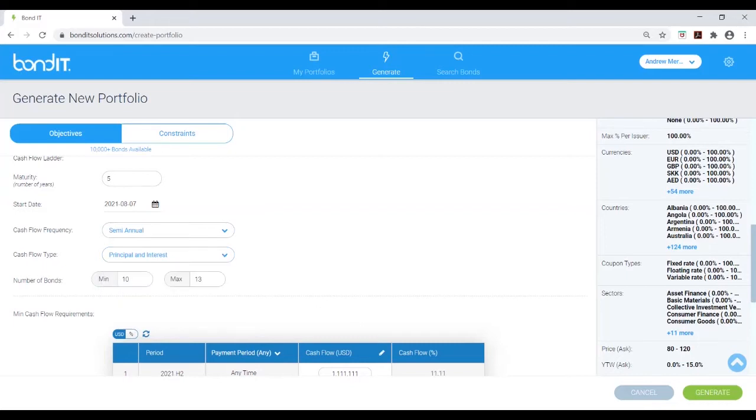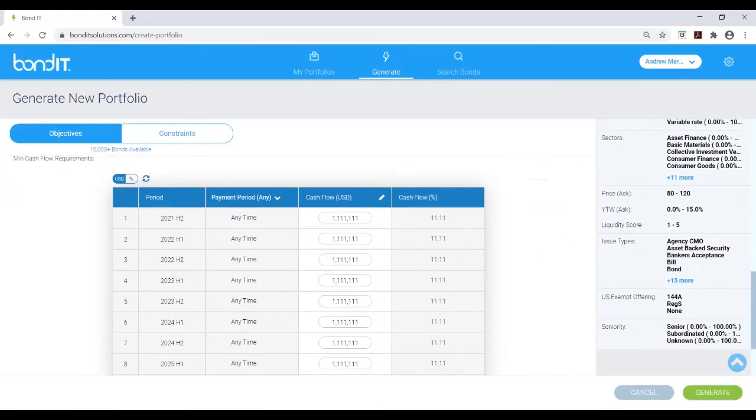And lastly, we can select the number of bonds for the ladder and in turn the portfolio, here at 20 to 30 bonds. Below the ladder parameters, we see here a table where we can set detailed cash flow requirements per period, either by cash flow amount or by percent of cash flow. All of our inputs can be completely bespoke and all run based on the ladder parameters and the optimization target that we've already chosen.